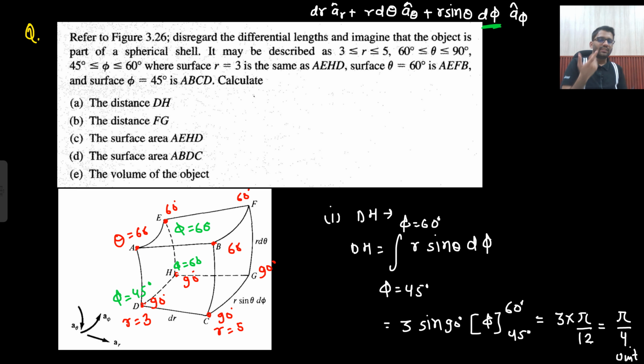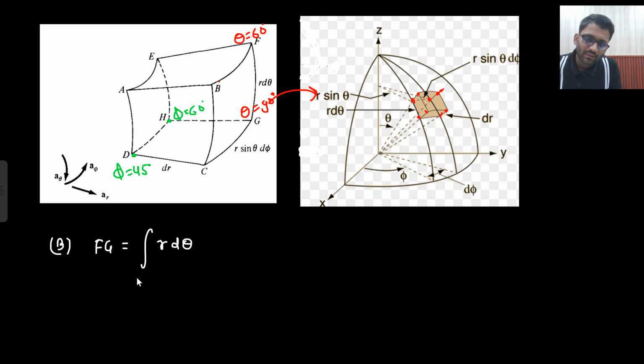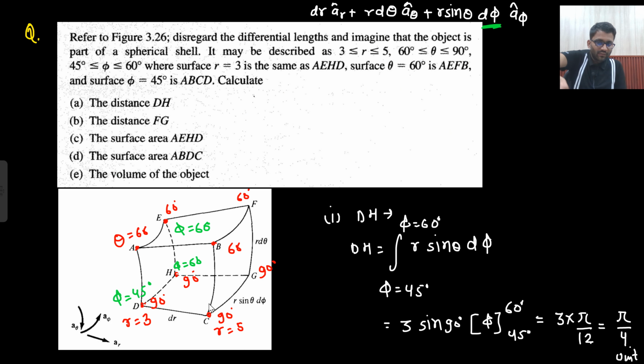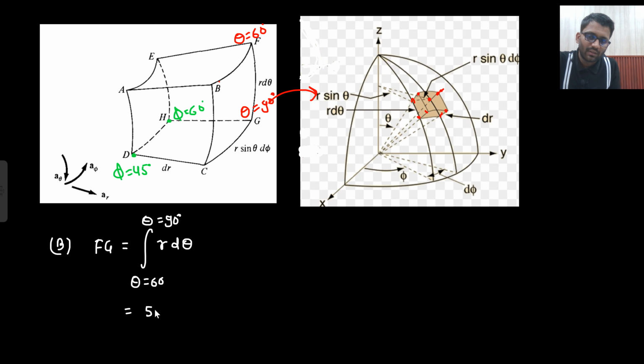FG. So here what is changing? Theta is changing. So what is the value of theta? Theta is 60 degree here and here it is 90 degree. So the length of FG is R d theta. Theta is changing from 60 degree to 90 degree. What is the value of R here? Value of R is constant, 5, on this FG line. And theta is changing from 60 to 90.